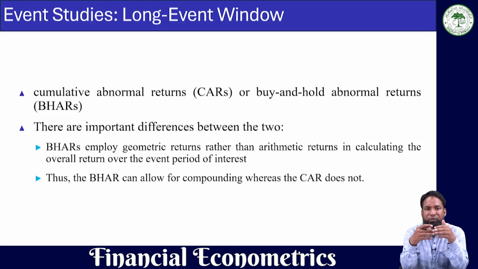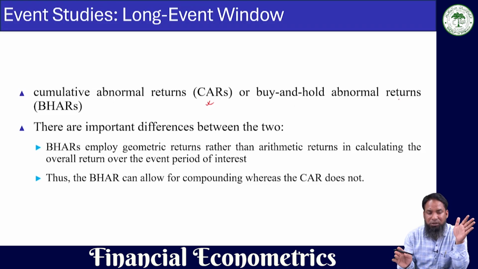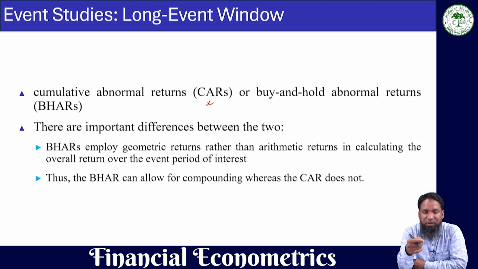Then, if you remember, in the previous lecture we discussed that event study could be done for the short horizon or for the long horizon. The long horizon is also known as the long event window. And there we discussed that when we are considering short and long, there is a little difference while calculating the abnormal return. So, in case of long event window, we can calculate the cumulative abnormal returns, or we can use the buy and hold abnormal returns. What is the difference between these two?